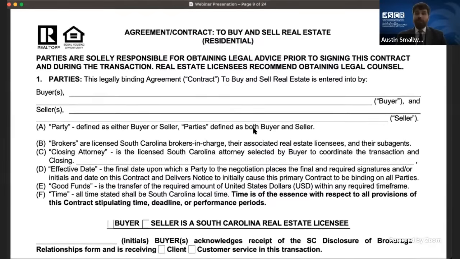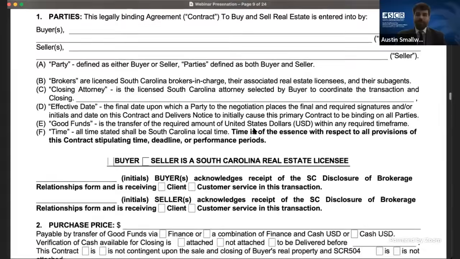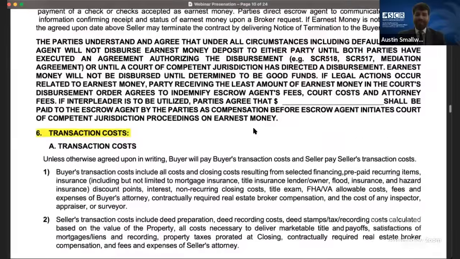The next changes are to Form 300 and 310. We're just going to be showing you 310 today, but it's the exact same change that is being made in Form 300. So it's identical. So whether you use the condo contract or the residential contract, these same changes are going to occur there. The first one occurs in paragraph 6.